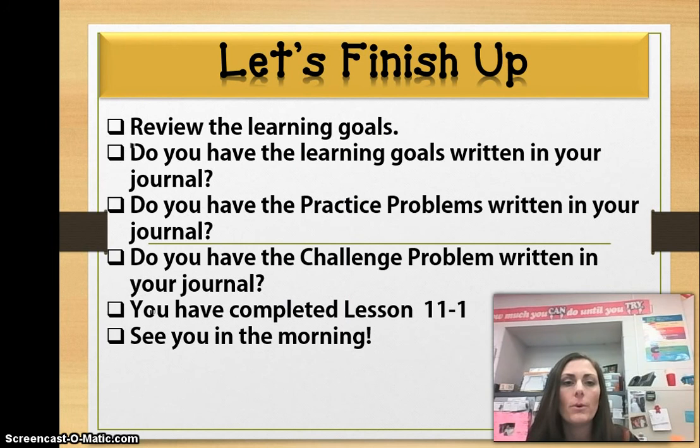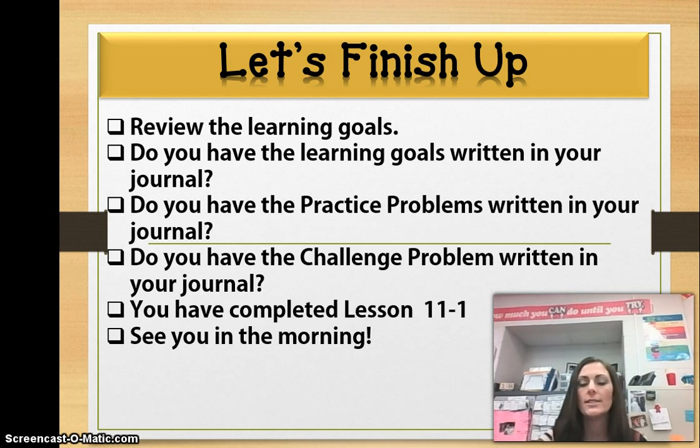So let's finish up. Review your learning goals. Do you have them written in your journal? Please also make sure you have your vocabulary written in your journal, followed by then your practice problems. Complete your challenge problem. Please restate the question in your answer. And then you've completed 11-1, and I will see you in the morning.